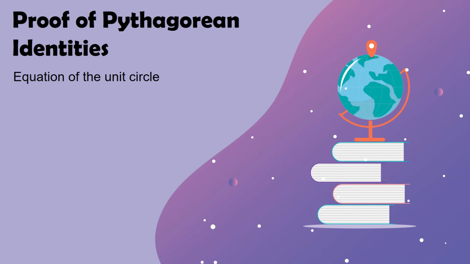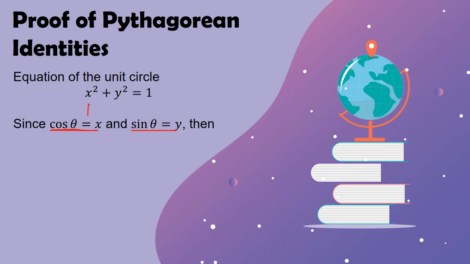Let us prove the Pythagorean identities mula sa equation ng ating unit circle. Yung unit circle natin, that's x squared plus y squared equals 1. Gusto nyo i-verify? Balikan natin yung first module. And again, gagamitin natin yung definitions ni sine at cosine. And we are going to substitute it to our unit circle. So we end up with cosine theta squared plus sine theta squared equals 1.